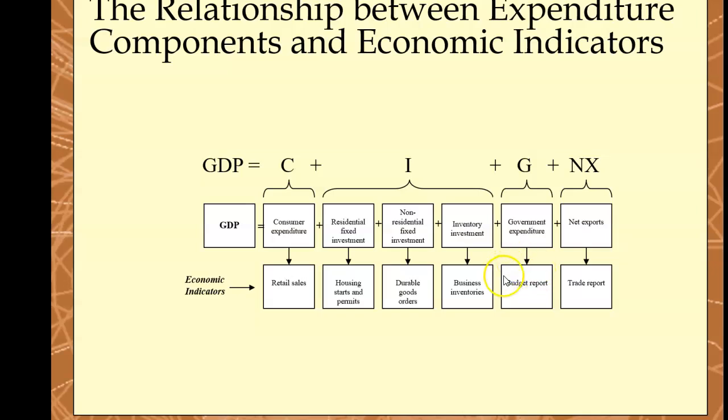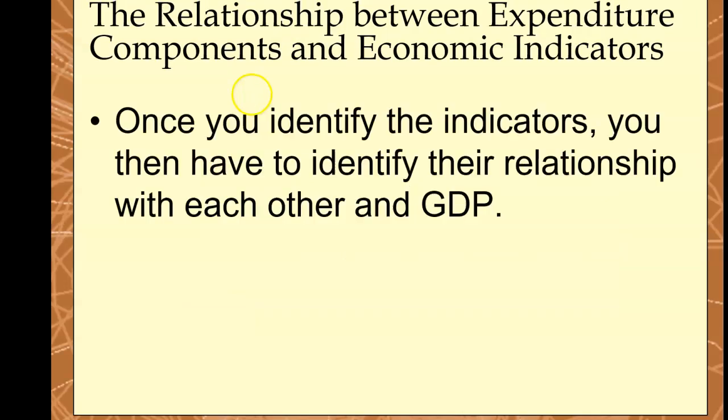And then state, federal, and local governments have budget reports. That says something about spending on output for the government. And finally, we have a monthly trade report that says something about net exports. This is just a sample of economic data that comes out that reports on some part of the economy.